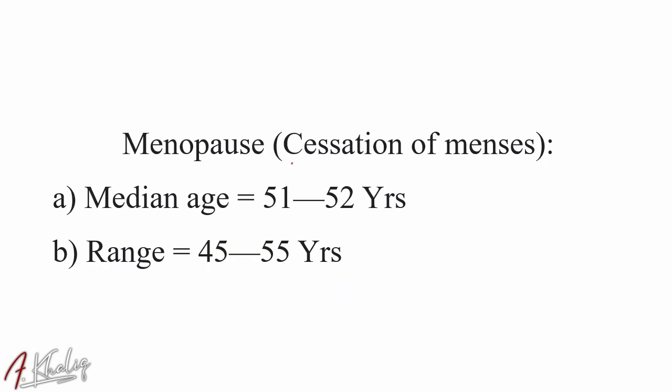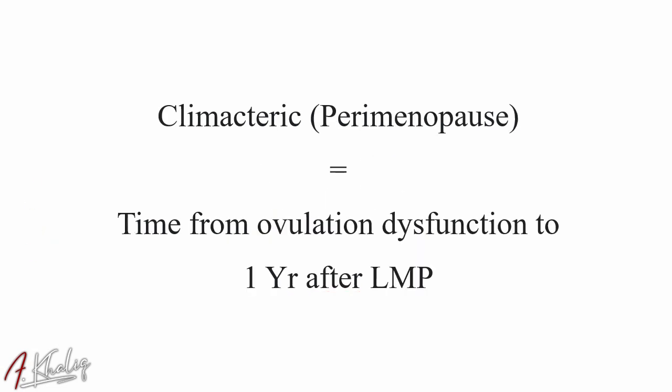Menopause is the cessation of menses, and the median age for menopause is 51 to 52 years, while the range for menopause is 45 to 55 years. Both the values are very high yield.